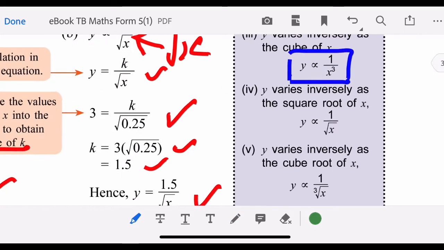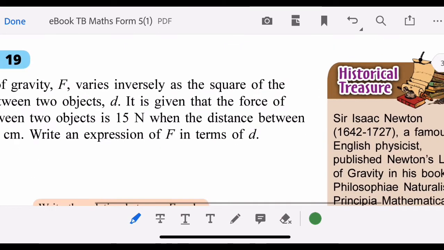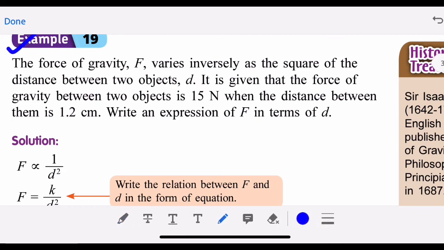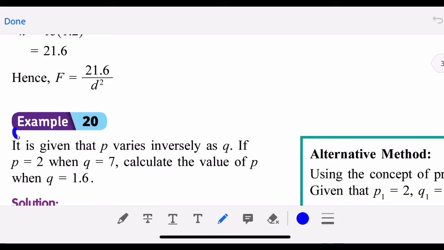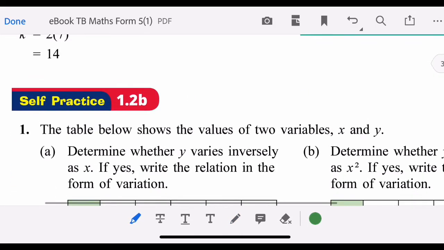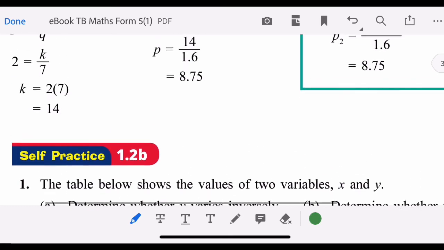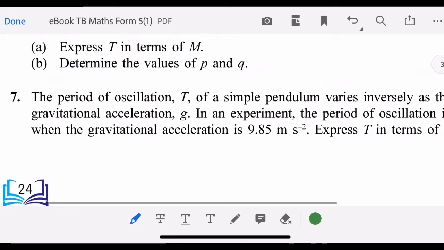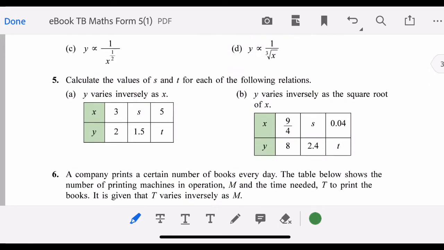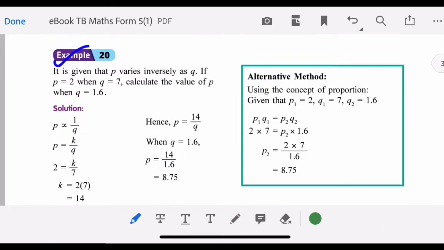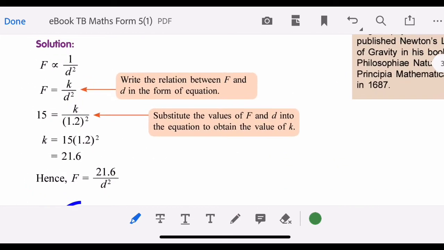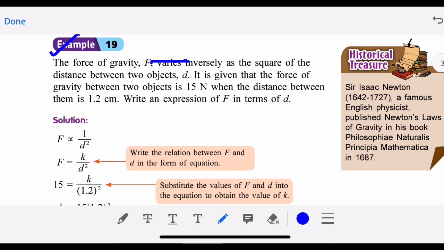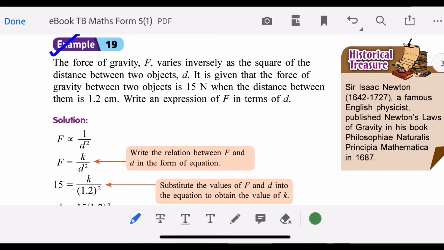Alright, so today we will discuss a few examples. Example 19, and then example 20, and after example 20 we'll actually do exercise 1.2b. So I will give you a few exercises to try on your own. All right, okay, so the example here. While you read the example, let's highlight together.